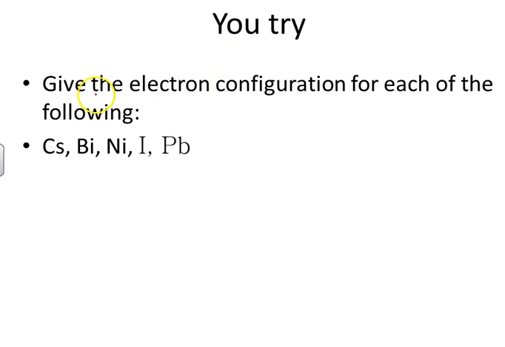Next, you try. Write the electron configuration for each of the following: cesium, bismuth, nickel, iodine, and lead. Please have these completed when you come to class and in your notes.